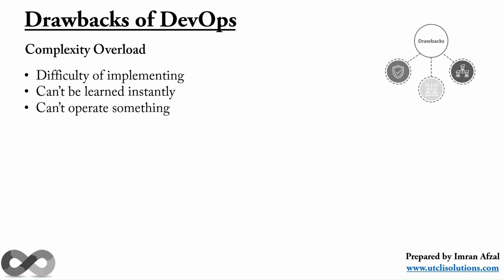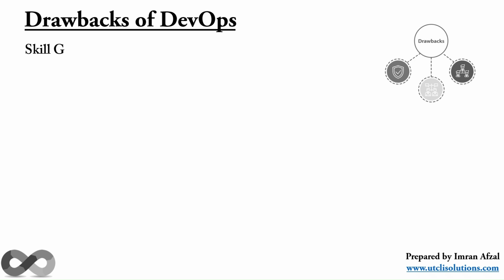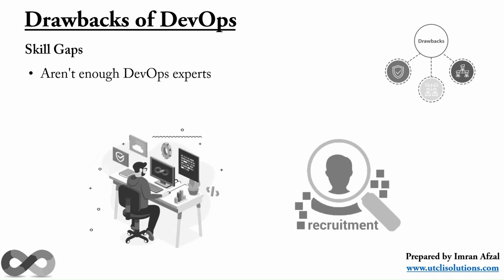Then the second one is the skill gaps. Lately, DevOps has become really popular, but there aren't enough DevOps experts for all the jobs available. The experts that are around need to be really good at their job to work well without mistakes. Without having enough professionals, the purpose of DevOps cannot be fulfilled.